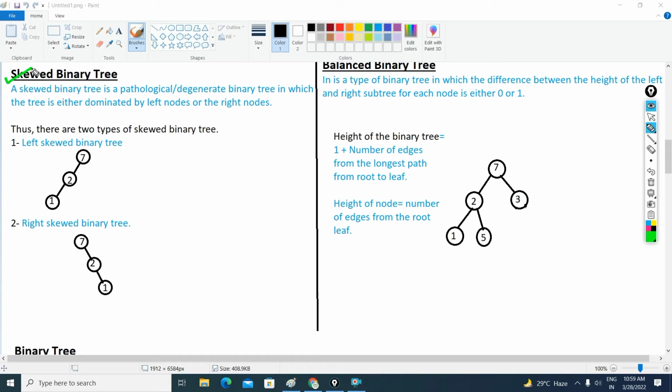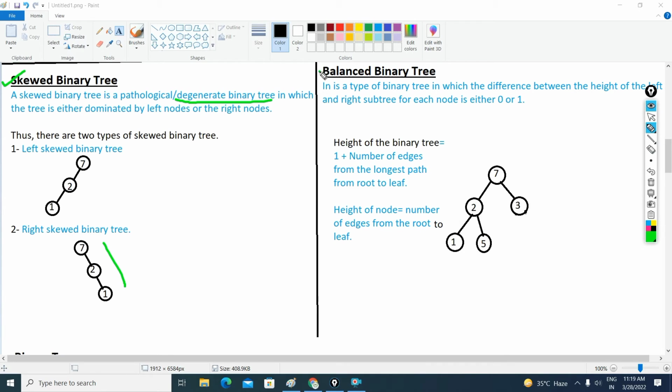Next is a skewed binary tree. A skewed binary tree is a pathological or degenerate binary tree in which the tree is either dominated by the left node or the right node. There are two types of skewed binary tree, which is left skewed and right skewed. In the case of left skewed, a root node has all its children in the left side only, and in the case of right skewed, a root node can have all its children in the right side only.